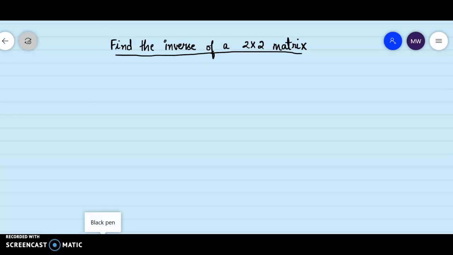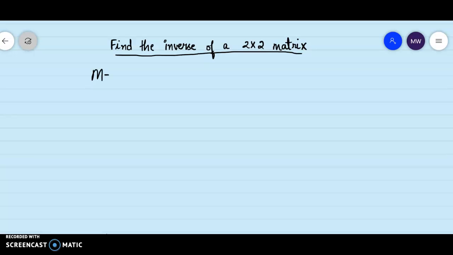Hi, in this video we're going to find the inverse of a 2 by 2 matrix. In matrices there is no such thing as dividing matrices. Instead of dividing we use inverse. We multiply by the inverse instead of dividing. So that's why inverse is important when we learn about matrices. Here we are only going to discuss how to find the inverse of a 2 by 2 matrix.